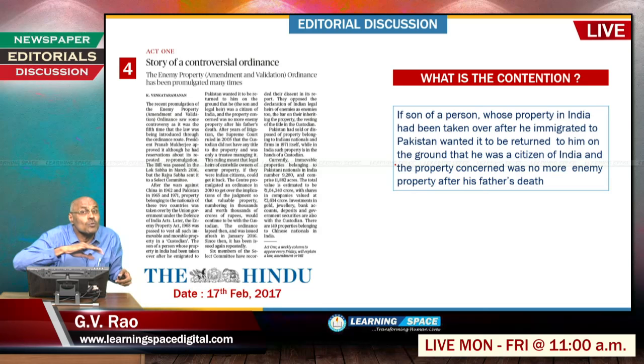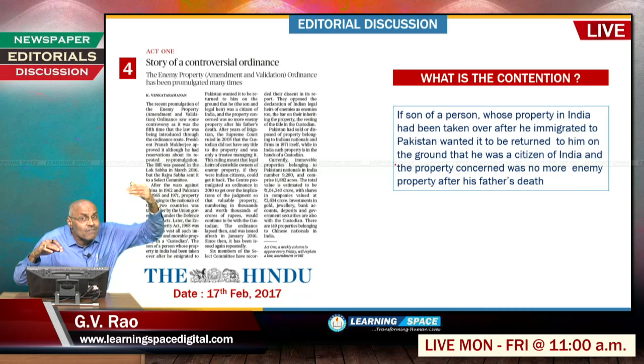Now they want to modify this act, and accordingly they brought an ordinance. The bill was passed in Lok Sabha, it was not passed in Rajya Sabha. There were some objections. Ultimately, this was referred to select committee, and now the biggest issue is that the ordinance was promulgated 5 times, and the Supreme Court objected to it. This ordinance basically debars, or does not give right, to the sons of the persons whoever were associated with enemy property in 1968.